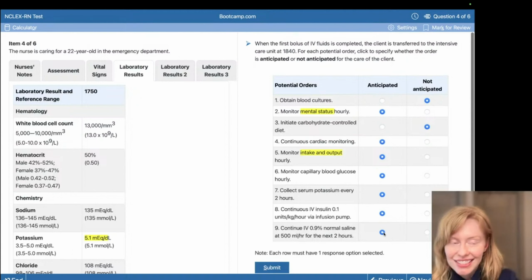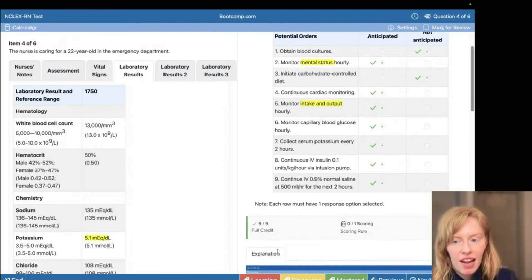So, all right, this is a lot of work. This patient needs a lot of things, and this is a very critically ill patient with circulation and metabolic issues. So we don't need to worry about infection. We need to keep them NPO. And then while we're giving IV fluids and insulin, we're watching their mental status, their heart rhythm, their I&O, glucose, and potassium. So this is a big monitoring patient. And we're correct.